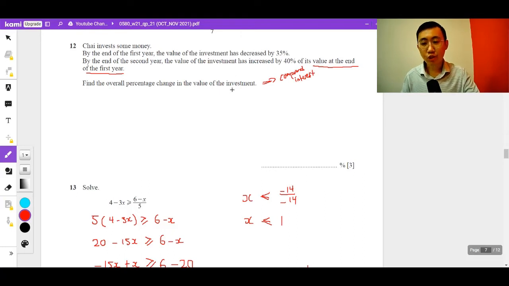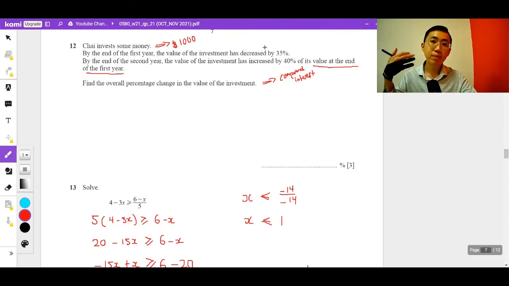Alright, now this question can be quite challenging for students because you are lacking information over here. Chai invests some money. They never tell you how much Chai invests, right? So this one is a critical thinking question. I suggest the student just give an amount. So I suggest you try 1,000. Whether it's $1,000 or for Malaysians it will be 1,000 ringgit. Just use the numbers to do your calculation. Assume it's 1,000. Whenever you have extra information, mathematics becomes easier to do.